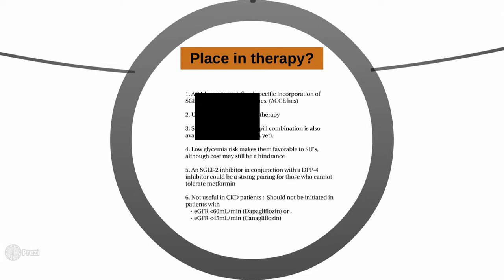And I like point number 5. If a patient can't tolerate metformin, I think it would be a nice combination to have them on a DPP-4 inhibitor and a SGLT2 inhibitor. I think it would be a relatively strong pairing combination for those patients who have stomach upset or whatnot, or contraindicated to metformin. And lastly, in terms of place in therapy, we can't use them in patients, again, who don't have good kidney function because these drugs won't work.